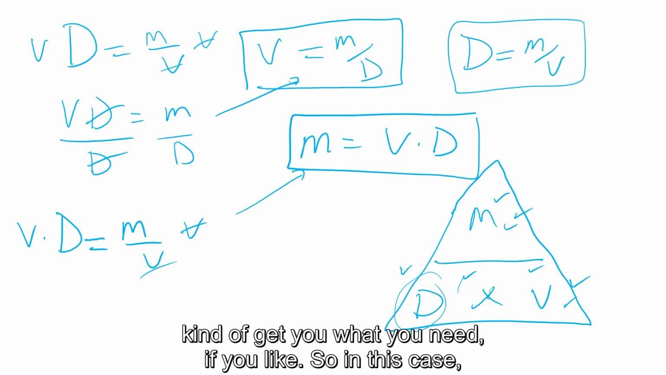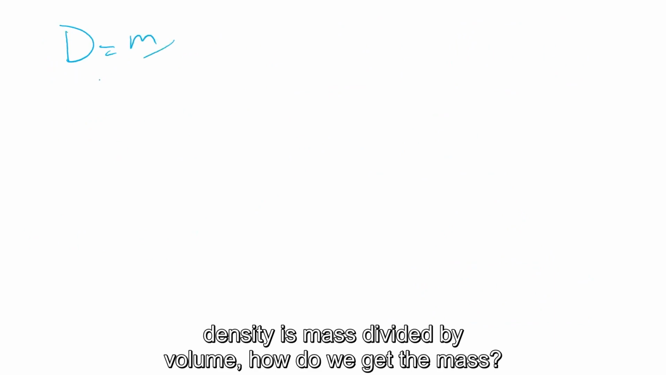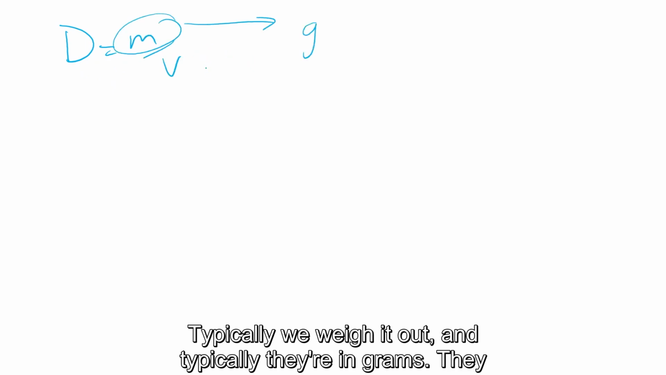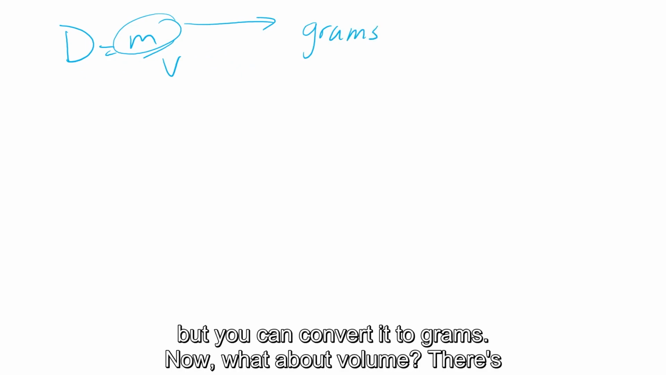So in this case, let's take a look at a couple of these parts of density and how we would get there. For example, since density is mass divided by volume, how do we get the mass? Typically we weigh it out, and typically they are in grams. They may not always be in grams. You might have to convert it to some other unit, but you can convert it to grams.